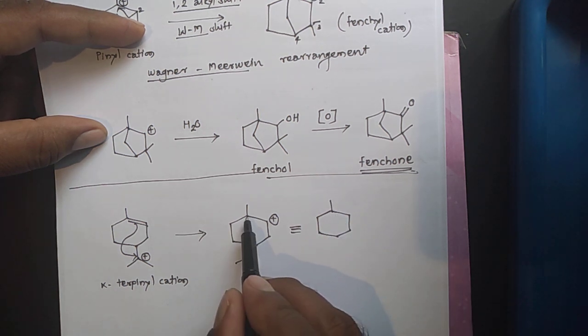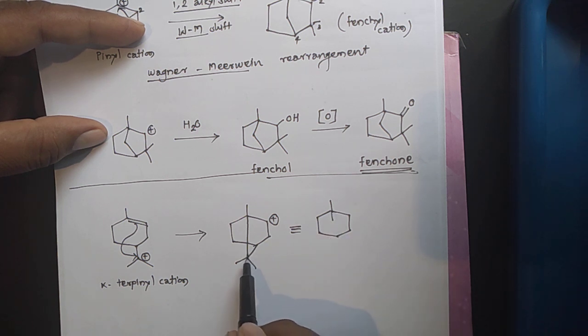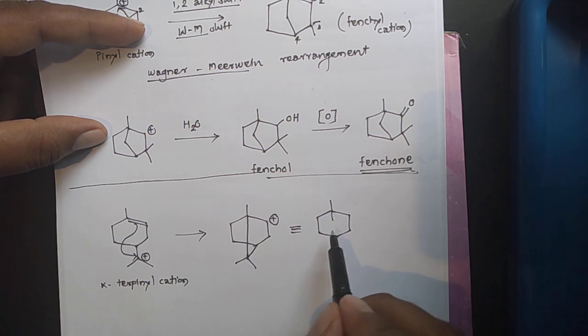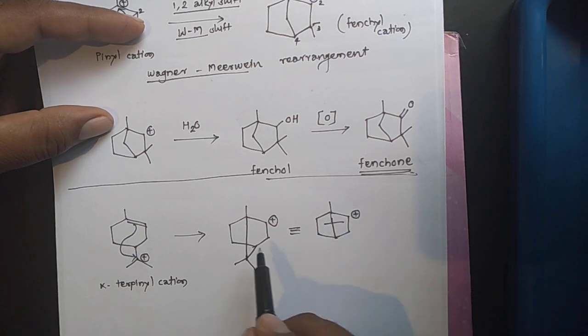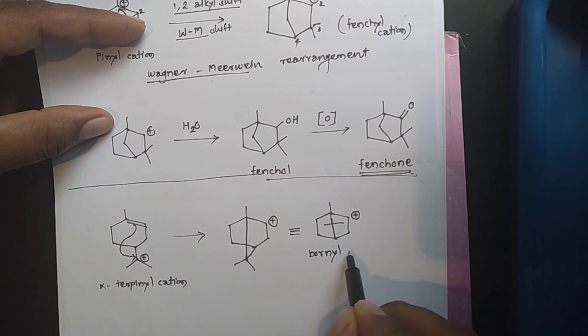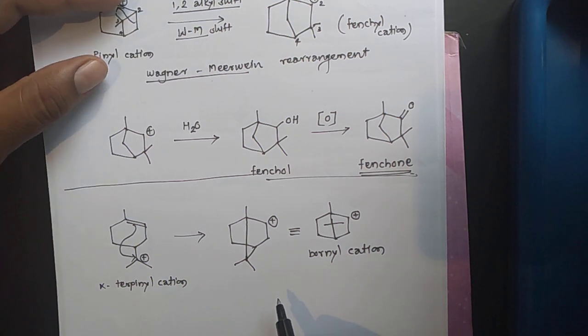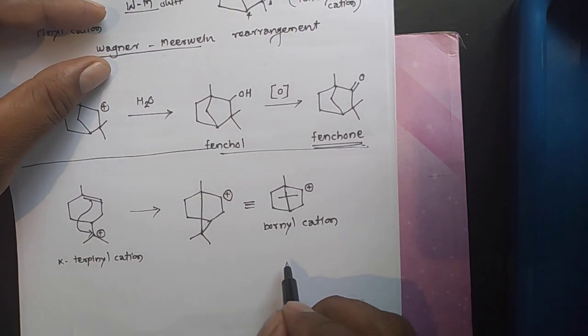So the same molecule can we write like this? Instead of writing this long bond, we can write it like this. Then there are two substituents like this, and this will be like this. So it looks better than this. This is called the Bornyl cation.